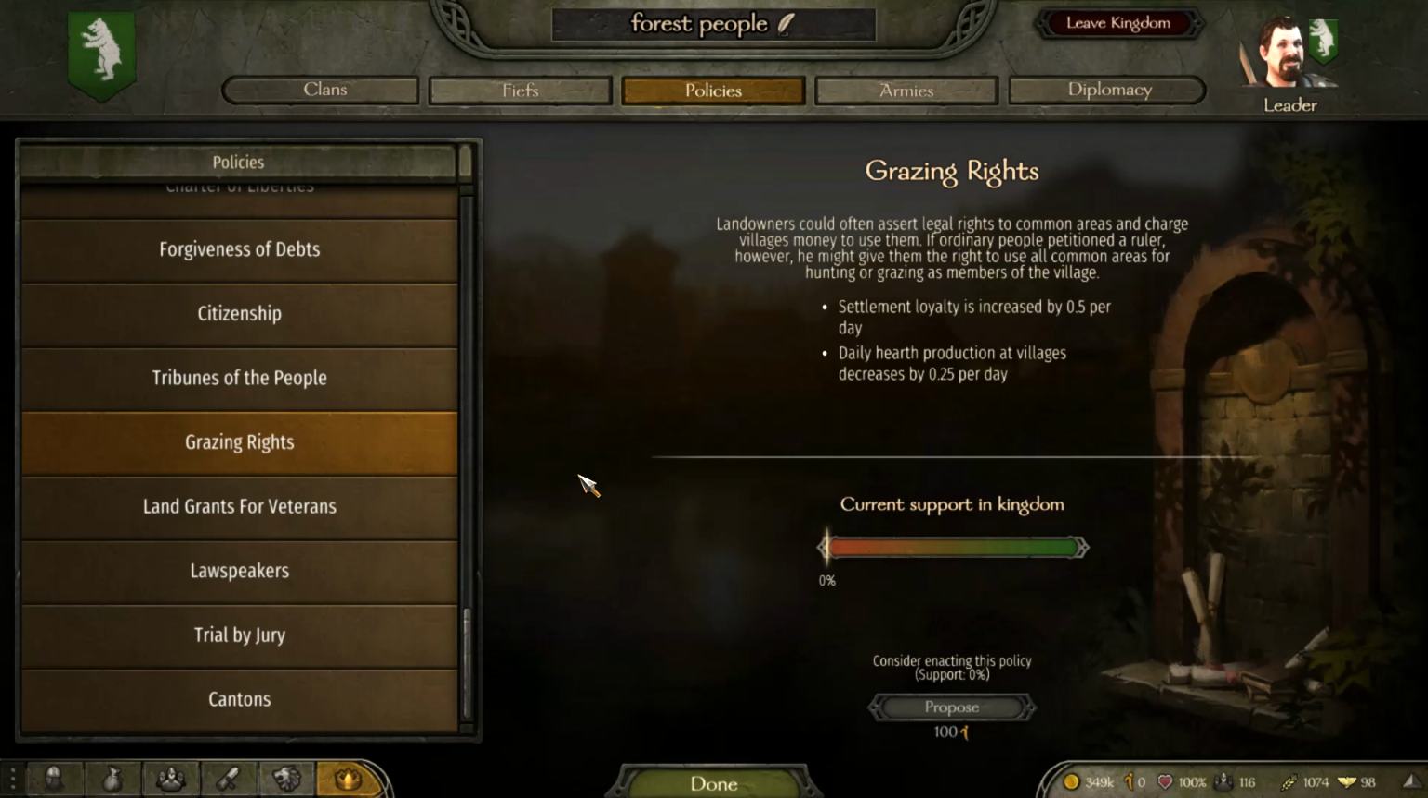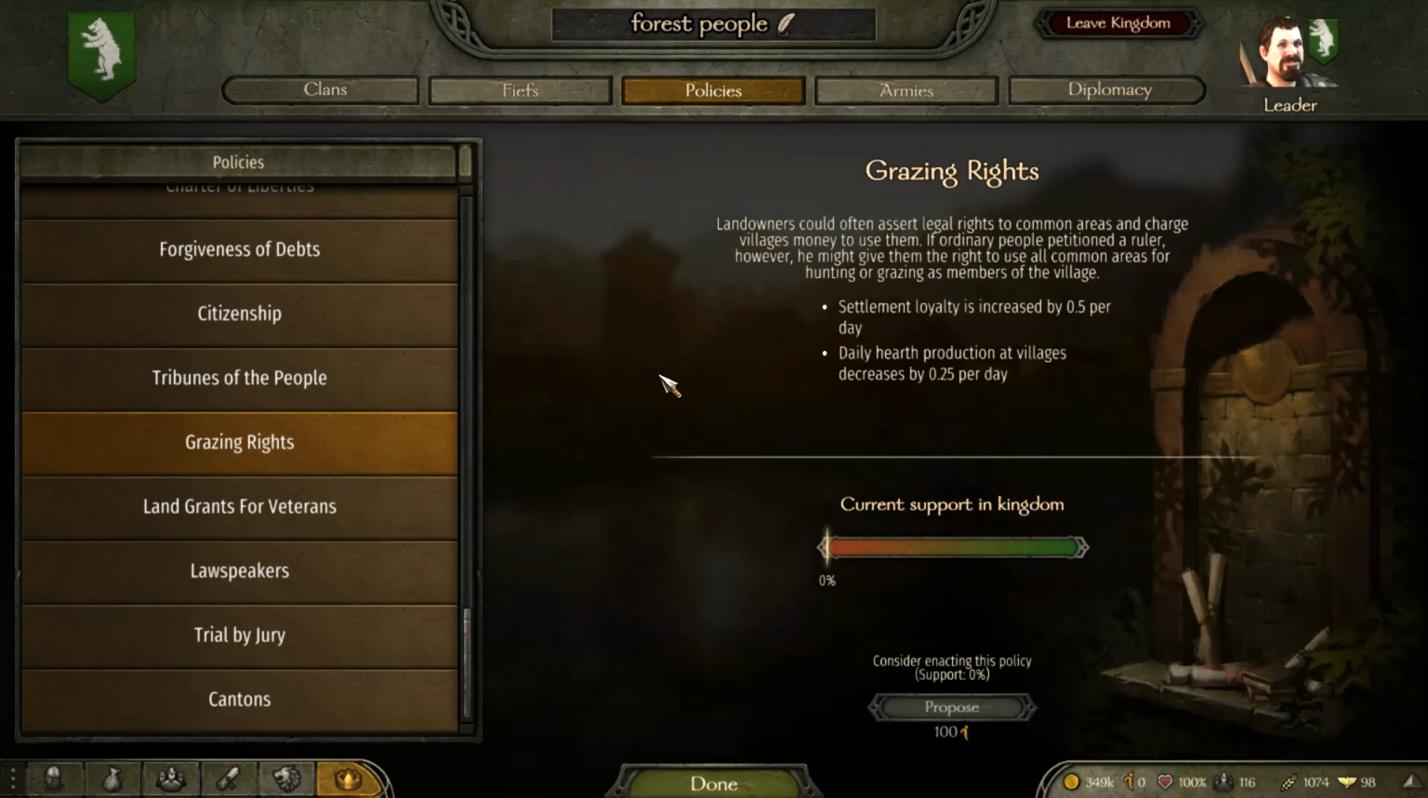Settlement loyalty is increased by 0.5 per day. Daily hearth production at villages decreases. So, yep, you're going to be getting 0.5 loyalty in all of your settlements, once again, to your castles, your towns, but you're going to be losing 0.25 hearth production, which is how your villages grow. So again, that's not too much, it just depends on how much you need loyalty, because there's a lot of other things in here that affect loyalty positively, so probably not one you want to avoid, because I feel like there's better ones that you could go with, but again, one to consider.